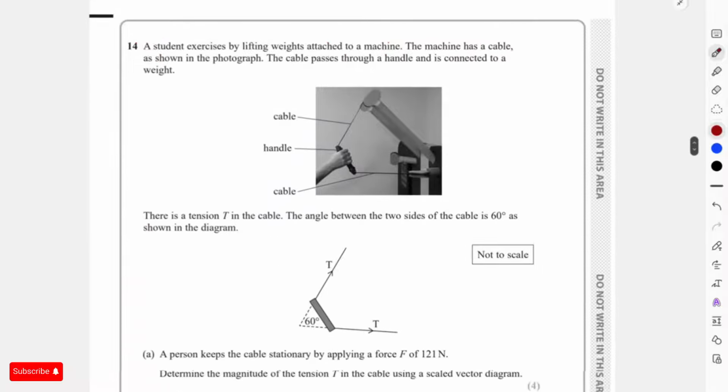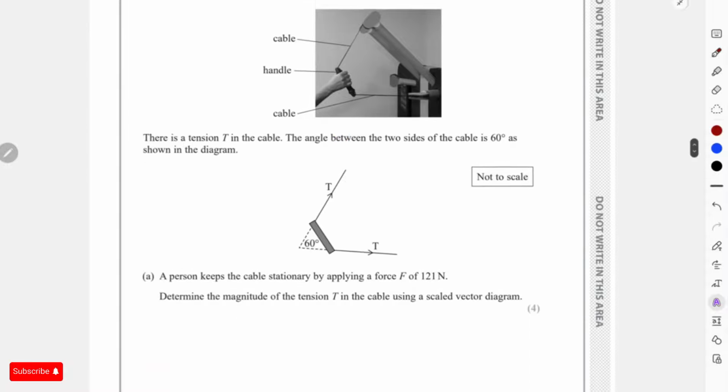We'll move on to question 14. It says that a student exercises by lifting weights attached to a machine. The machine has a cable as shown in the photograph. The cable passes through a handle and is connected to a weight. So there is a tension T in the cable. The angle between the two sides of the cable is 60 degrees as shown in the diagram.